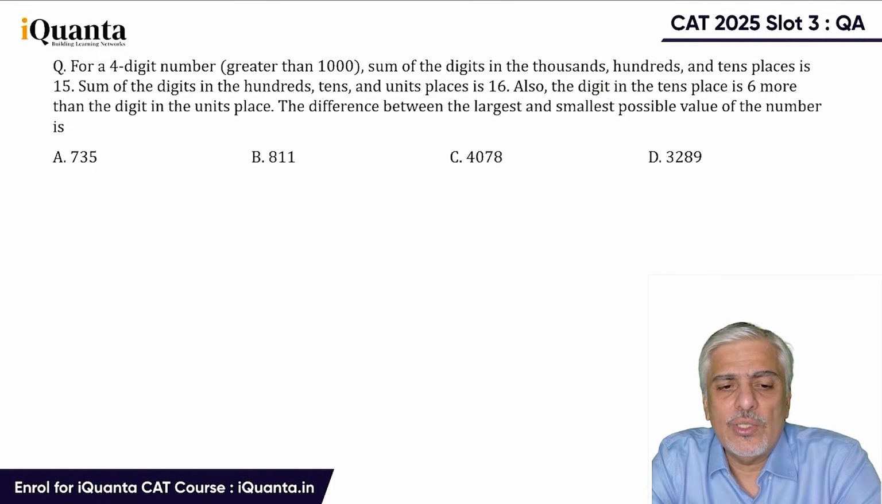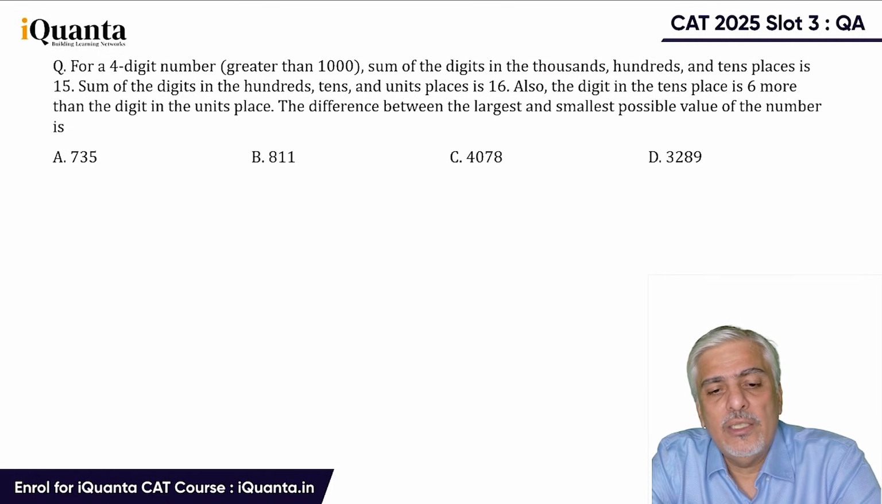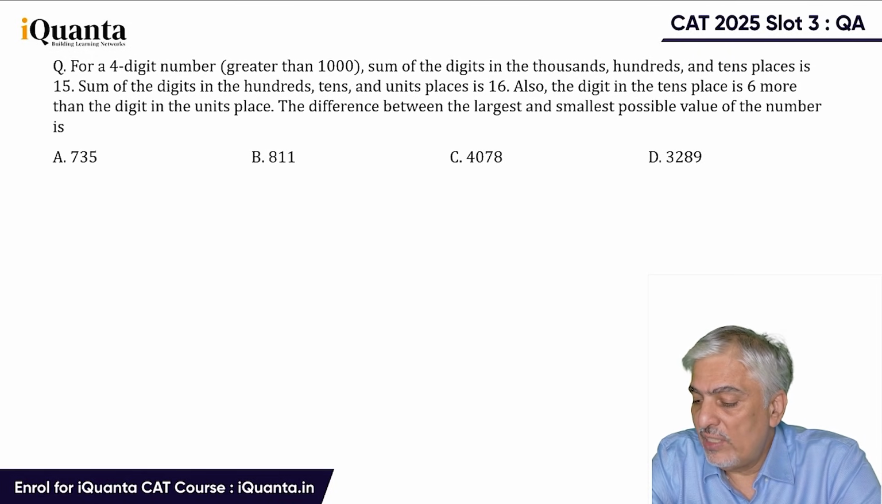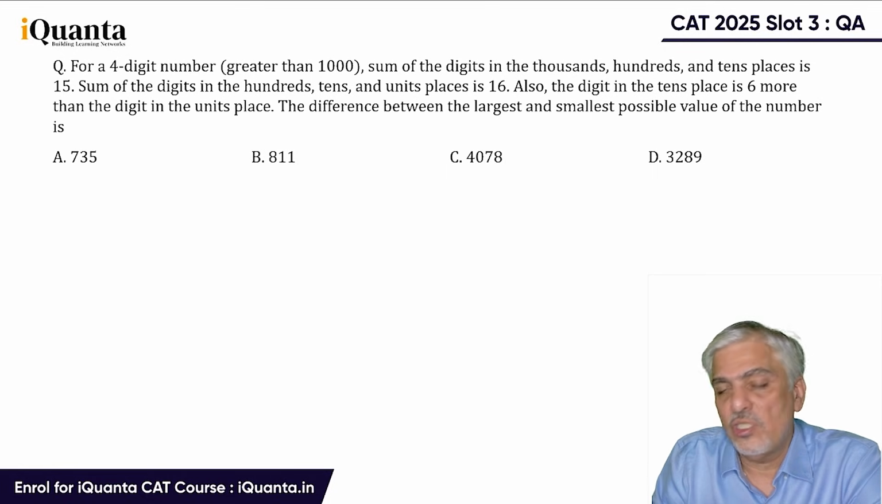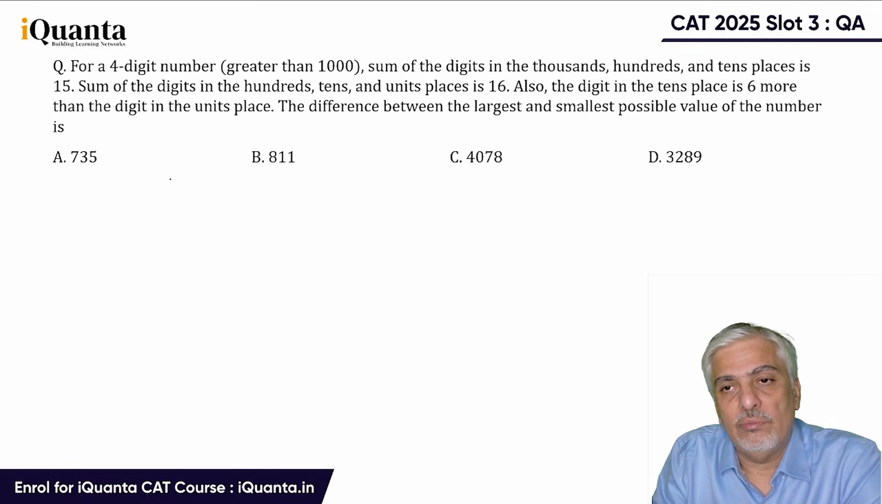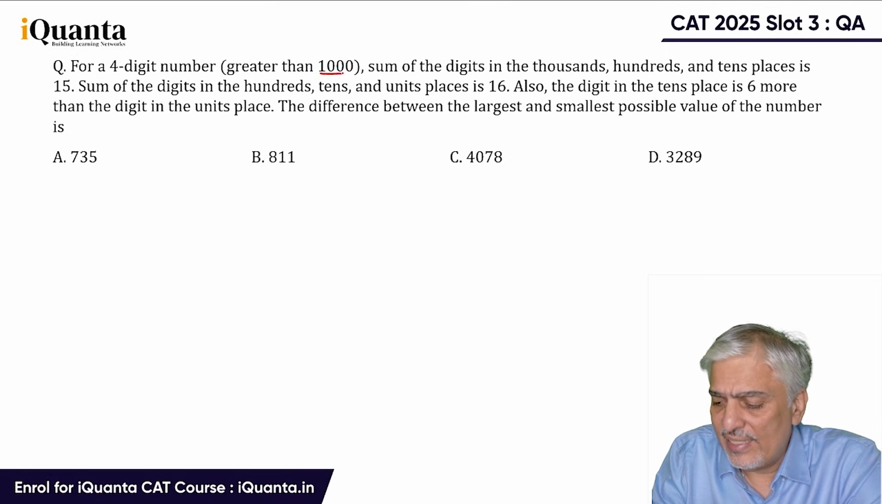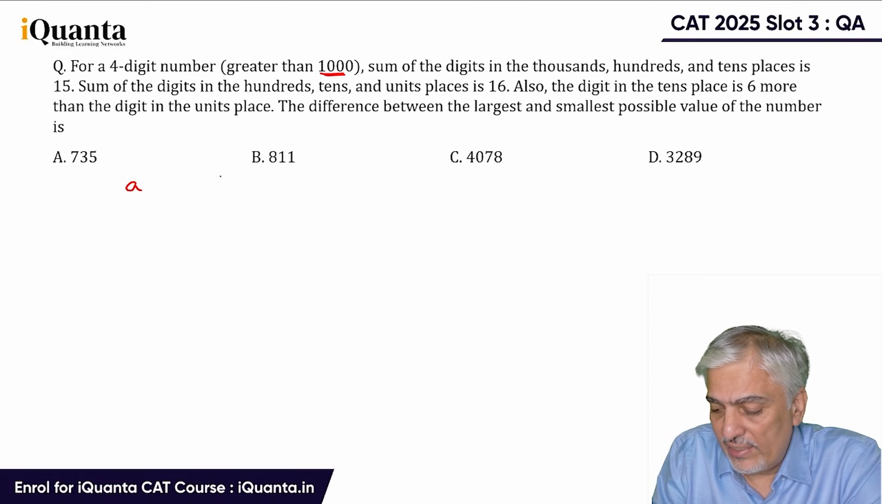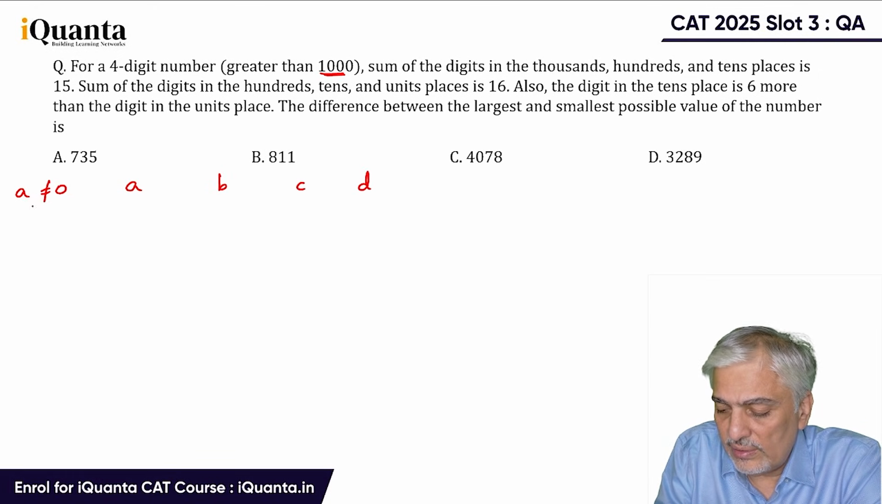Let's have a look at the next question. A question on numbers. A 4-digit number greater than 1000, where the sum of the digits of the thousands, hundreds, and tens place is 15. So it's a 4-digit number greater than 1000. Yeah, some of the digits can be 0, sorry. Other digits can be 0. Now A cannot be 0. If I take the digits as A, B, C, D, we know A cannot be equal to 0.